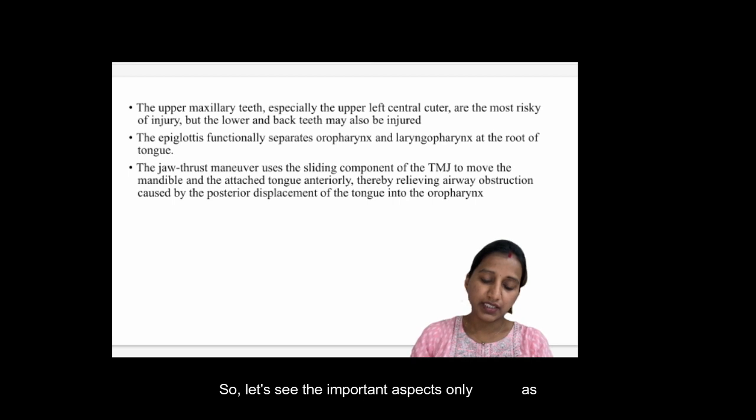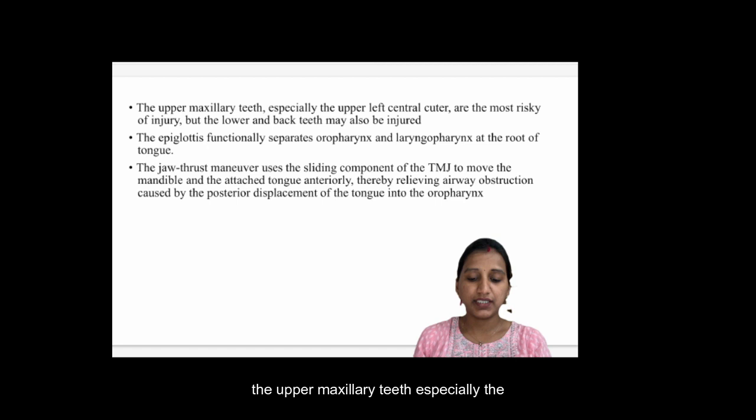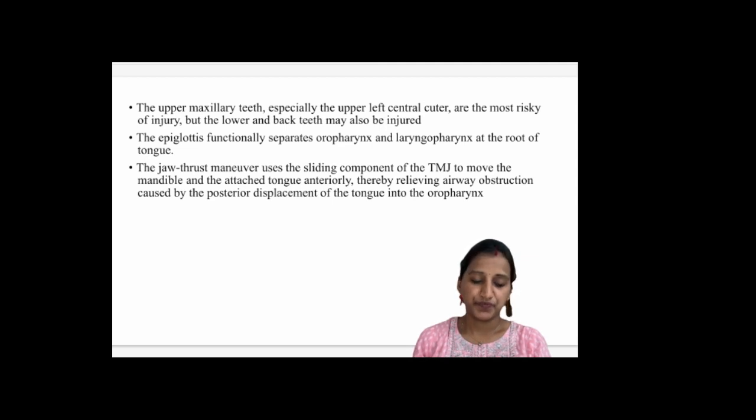So let's see the important aspects only. The upper maxillary teeth, especially the upper left central canine, are most at risk of injury while performing a laryngoscopic procedure, but even the lower and the back teeth can be injured. So one has to practice laryngoscopy repeatedly in the simulation center to avoid hinging upon the teeth and injuring them while performing the procedure.